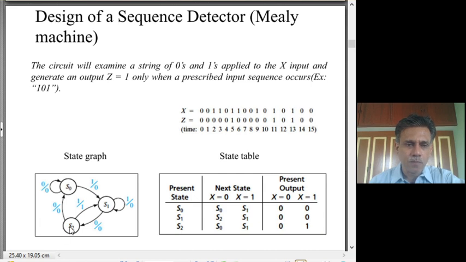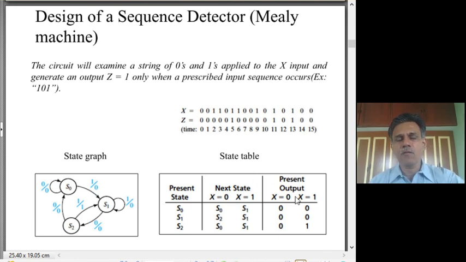Coming to S2, for an input of 0, we go to S0. For 1, we go to S1, which is given here. How is the output? For a 0, we output a 0. For a 1, we output a 1. So this is the state table.